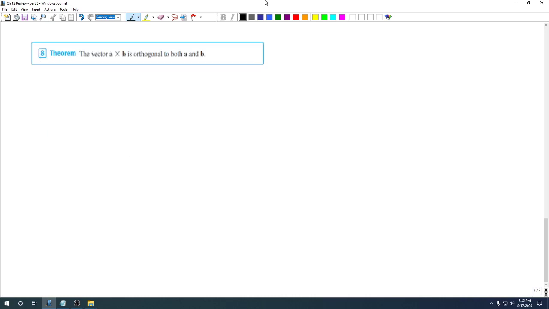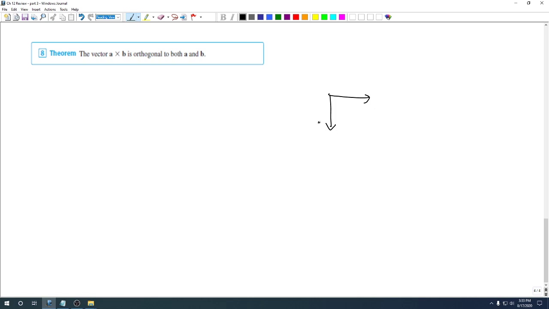Now, what really is the point of the cross product? Well, it's this theorem right here. The vector A cross B is orthogonal to both A and B. Essentially, by taking the cross product of two vectors, we find a new vector that is perpendicular to both of the original two vectors. That means essentially what we're doing here is we have an A and B.